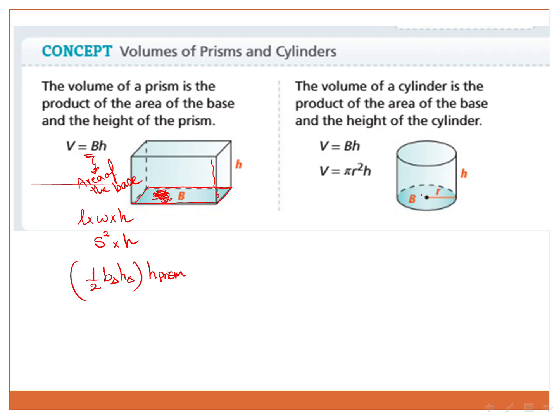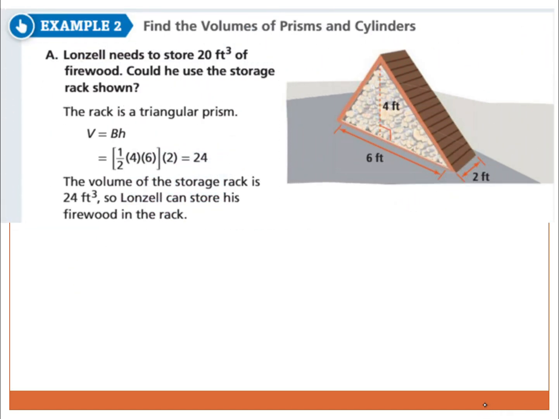If we have a cylinder, the area of the base is pi r squared times the height, which is actually the same rule that we discussed the previous time. Okay, see here, Lonizel needs to store 20 feet cube. So what is the given here? As long as you have cube, that means I give you the volume. So the volume here is going to be 20 feet cube.